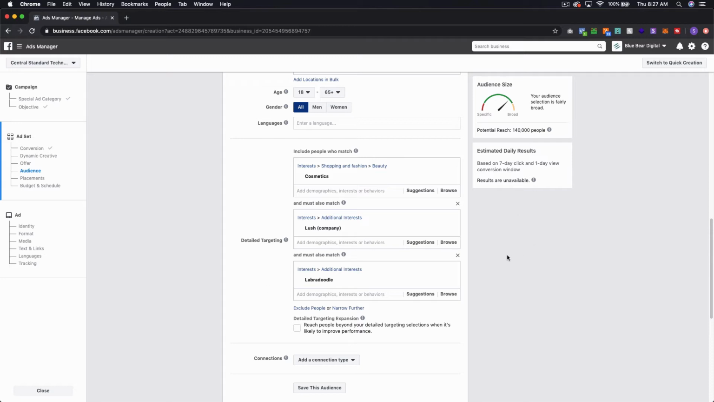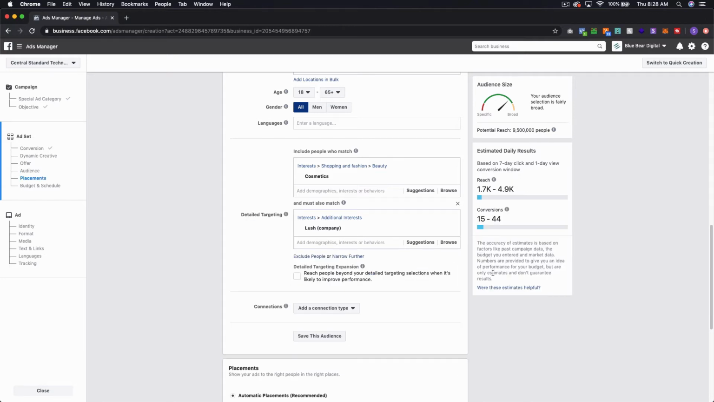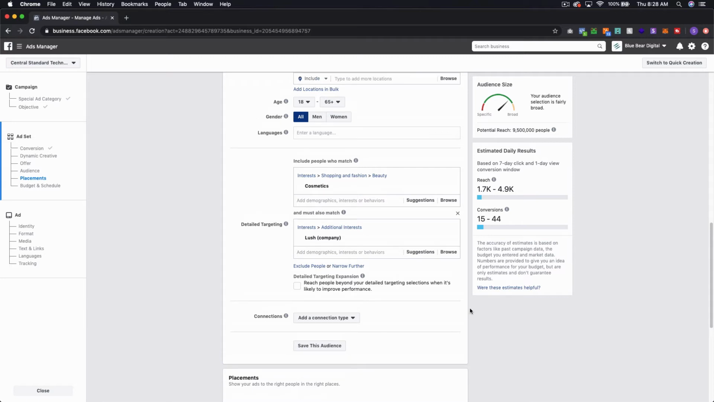And you don't really want to stack up interests like this beyond what makes sense for your product. Again, if you are actually selling organic cosmetics that have labradoodles on the packaging, maybe this makes perfect sense. But otherwise, I think you'd probably back it out to this level potentially. But yeah, you can go crazy, but don't go too crazy.